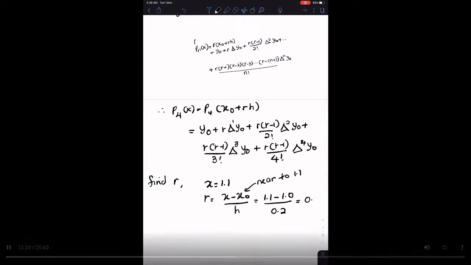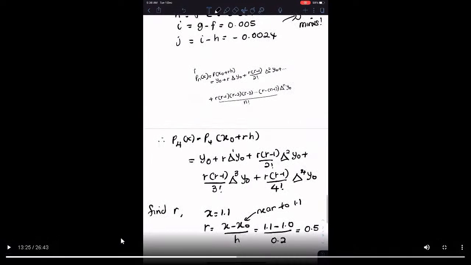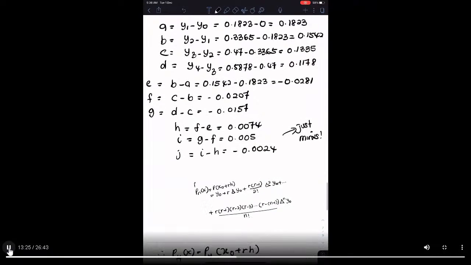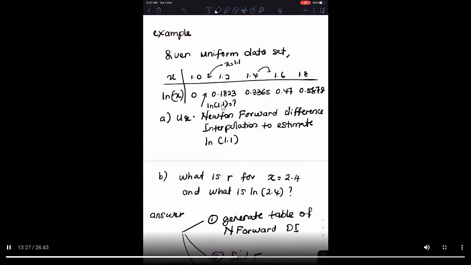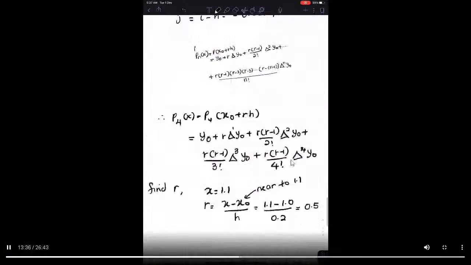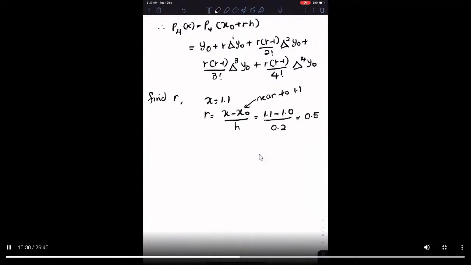So R, still remember, the formula of R is X minus X naught divided by H. X is 1.1, here in the table. H is similar for every interval, 0.2. H is xi plus 1 minus xi. We learned already from the previous data.